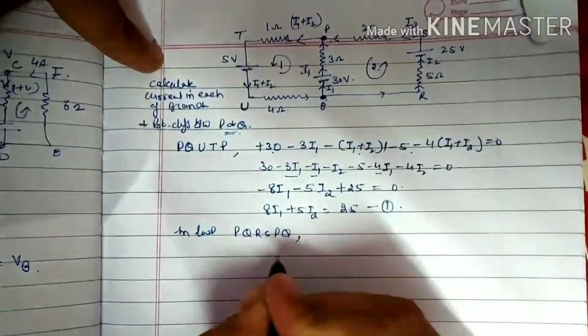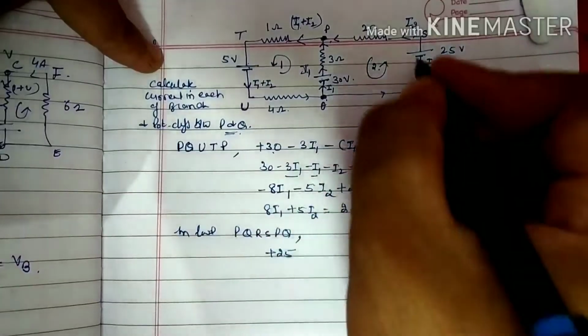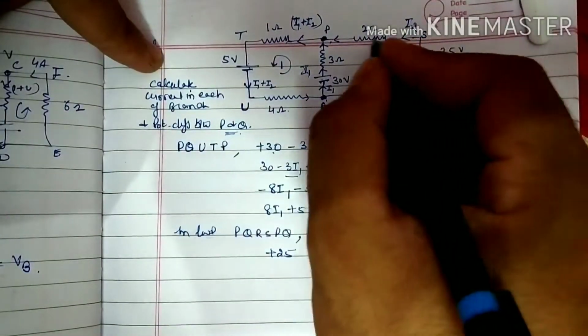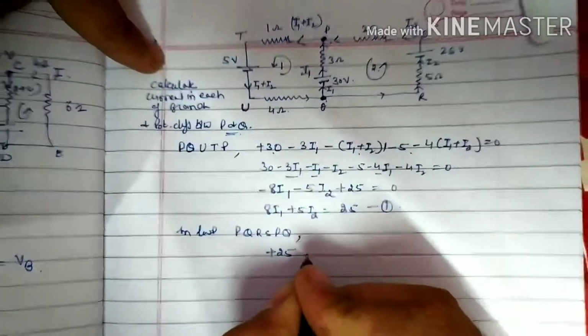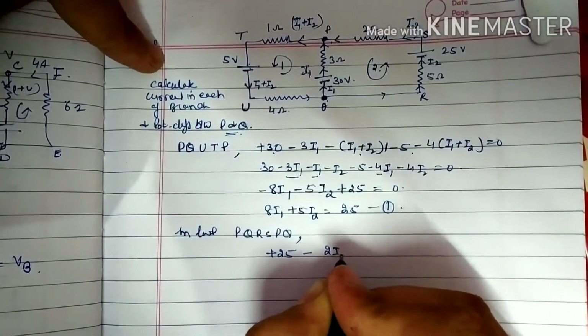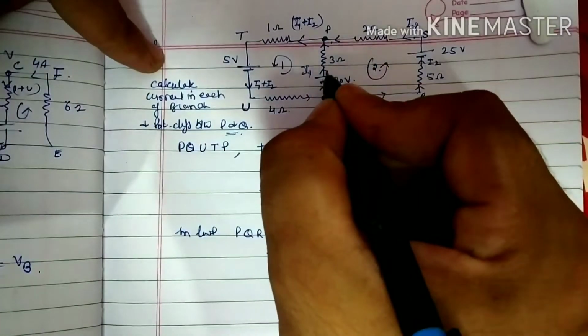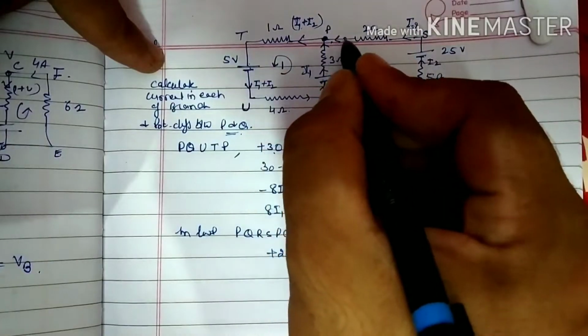So here plus 25, low to high potential. Then my direction and direction current both are same. तो क्या आएगा minus 2I2. Then here अब direction इधर को है, हम इधर जा रहे हैं.